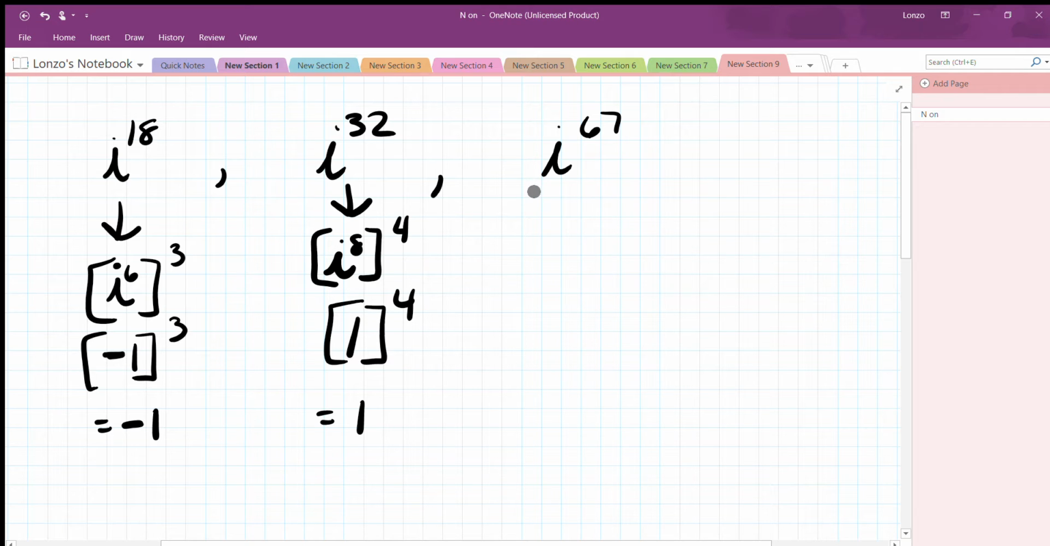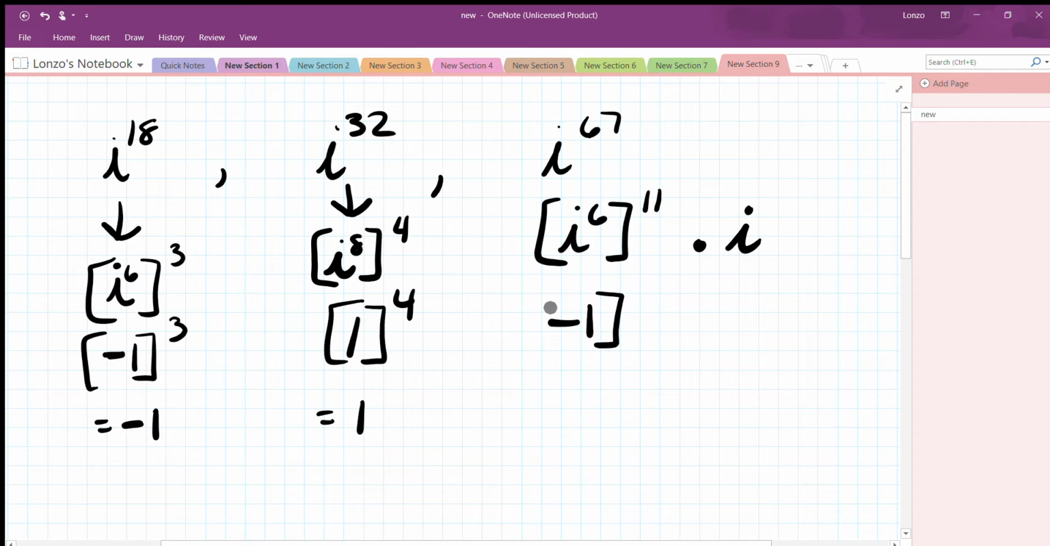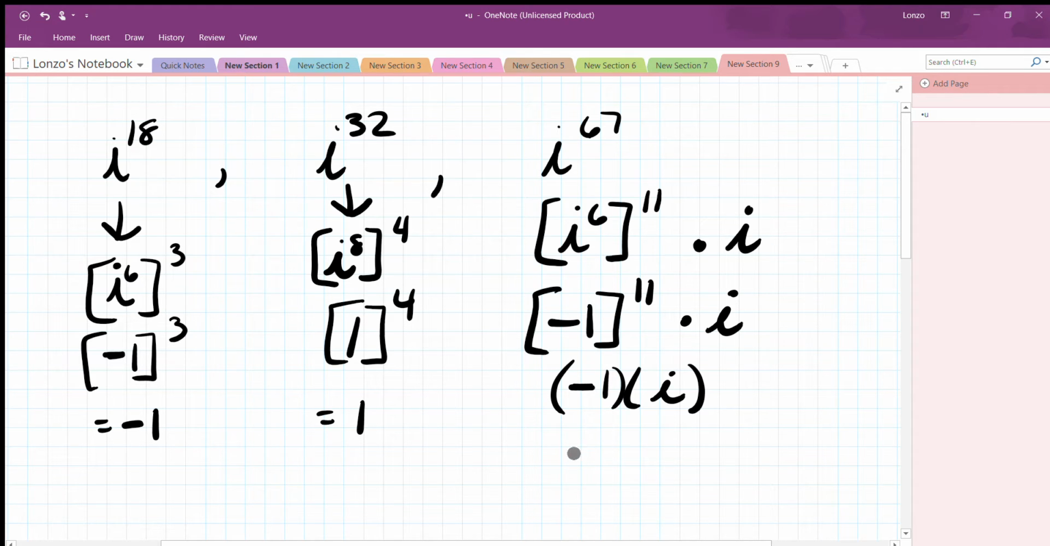Now i to the 67th, let's see, how can we rewrite that? We can rewrite that as i to the 6th, raised to the 11th. But that only gives us i to the 66th. We want 67, so you multiply that by an extra i. We know that i to the 6th, based on the chart, gives me negative 1. Raise that to the 11th power, times i. So negative 1 to the 11th power is negative 1, and then you times that by i. Negative 1 times i is negative i.